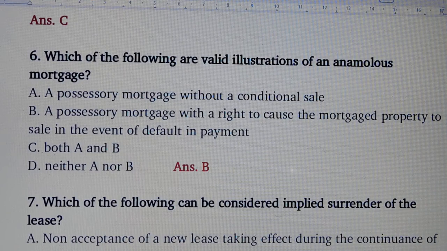Question number 6. Which of the following are valid illustrations of an anomalous mortgage? Answer is option number B, a possessory mortgage with a right to cause the mortgage property to be sold in the event of default in payment.